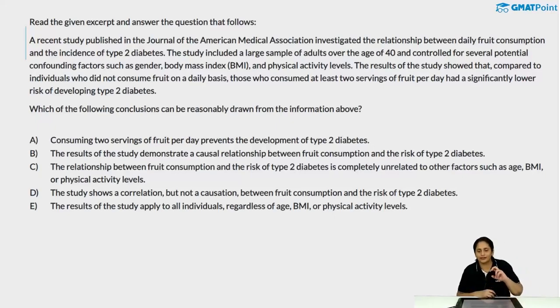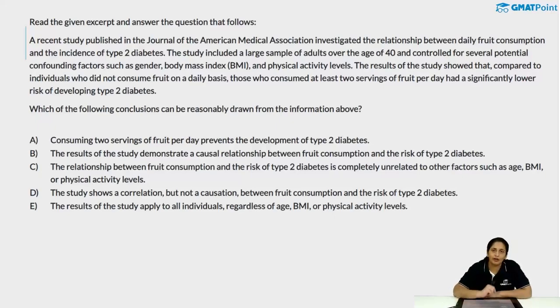Whenever you are making scientific conclusions, you have to be very, very careful. You can't make any kind of exaggerated conclusions as such. So let us take a look at the options. Consuming 2 servings of fruit per day prevents the development of type 2 diabetes. Now, prevents the development of type 2 diabetes means that it is 100% correlated. That is, if you eat fruit, there was no chance of having diabetes, which is not what is given in the paragraph as such. You had less chance of developing diabetes. Less chance does not mean zero chance.